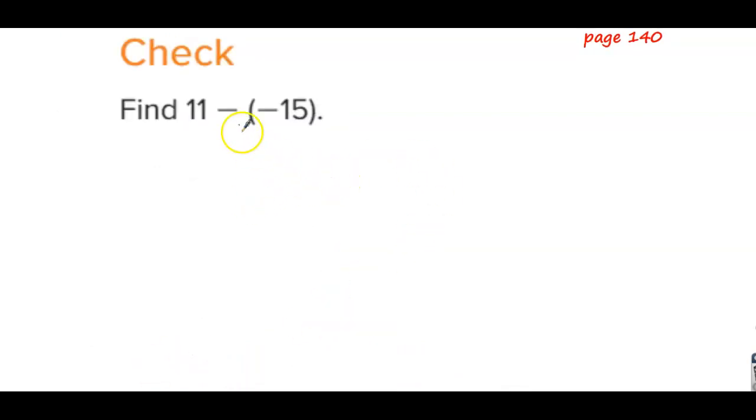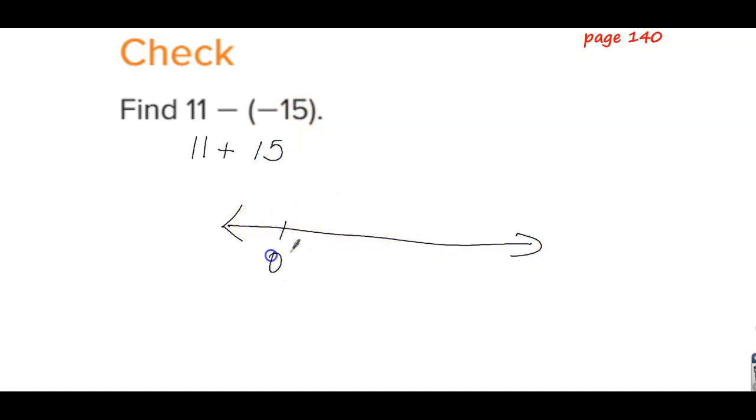All right, they want you to find this one on the number line that they didn't give you. So we keep the first number the same, we change subtract to add, and we switch the sign of the second number. Well, again, nobody really needs a number line to do this one. Let's say we have 0 here. 1, 2, 3, 4, 5, 6, 7, 8, 9, 10, 11 would be 11, and then we would have to go 15 more, which is going to get really small. So 1, 2, 3, 4, 5, 6, 7, 8, 9, 10, 11, 12, 13, 14, 15, which lands us at 26. There we go. That was fun.